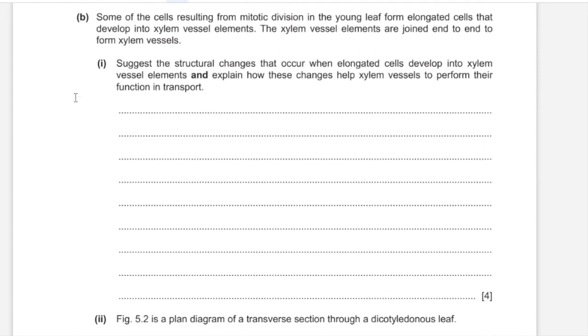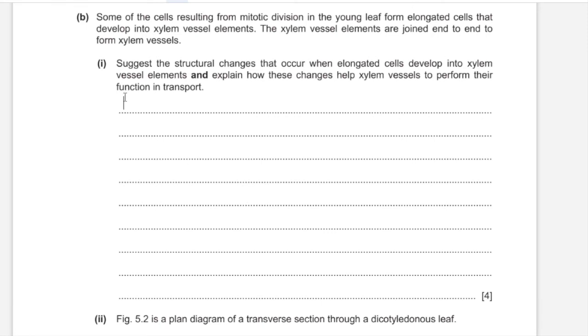B. Some of the cells resulting from mitotic division in the young leaf form elongated cells that develop into xylem vessel elements. The xylem vessel elements are joined end to end to form xylem vessels. One, suggest the structural changes that occur when elongated cells develop into xylem vessel elements, and explain how these changes help xylem vessels to perform their function in transport. So to write down the changes that occur, you need to use the differences between xylem vessel elements and a young leaf cell as reference to answer this part of the question.